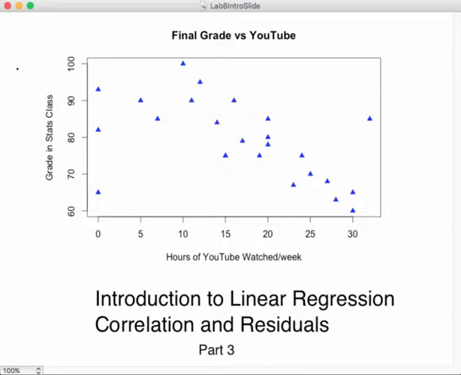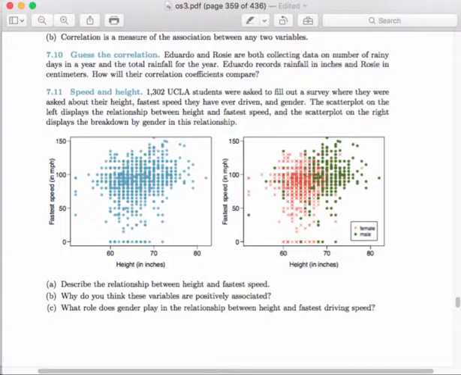So we're going to go straight to a problem here. Let's take a look at it in the textbook, and then we'll go back over to RStudio with it. It's Guess the Correlation with Eduardo and Rosie. They're both collecting data on the number of rainy days in a year and the total rainfall for the year. Eduardo records rainfall in inches and Rosie in centimeters. How will their correlation coefficients compare?